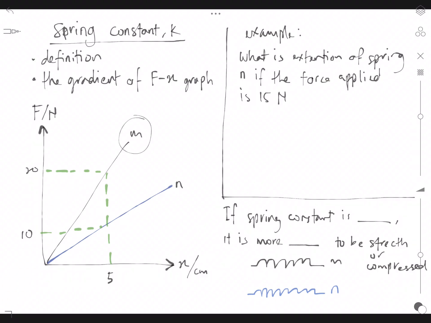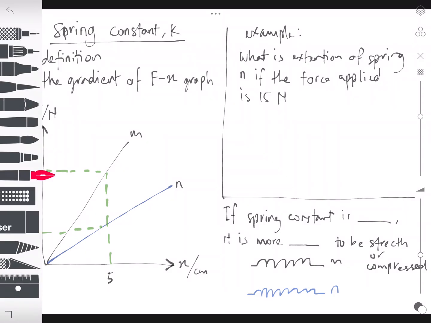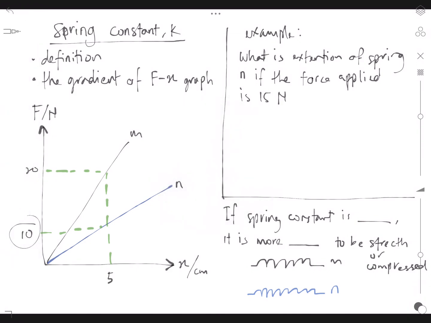Now let's say there are two springs here. We have M spring and N spring over here. You can see here when we apply 20 Newton for M spring, then we have 5 centimeter extension. But for spring N, we just need to apply 10 Newton force to produce the same extension, 5 centimeter. So how do we understand this situation?